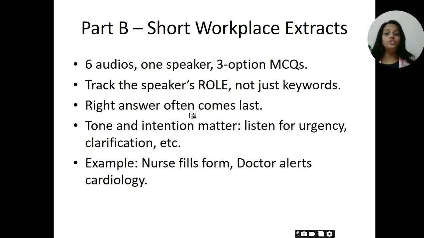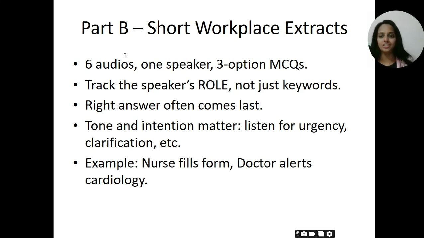Okay, and don't rush to answer just because you hear option A mentioned first. Many students hear something and pick it on reflex, but the speaker might go on to correct themselves or shift the meaning later. So, the real tip here is the right answer often comes last.